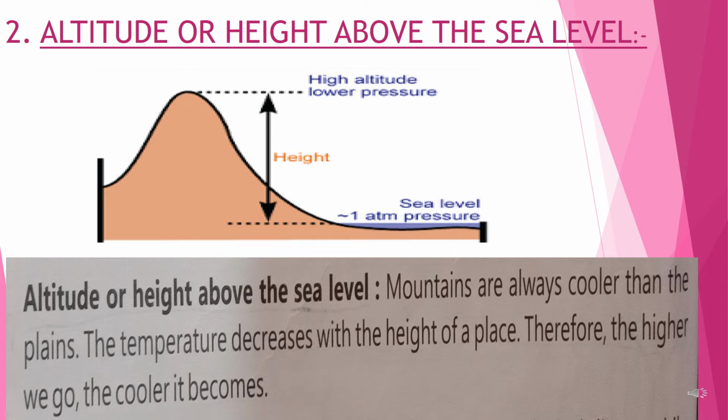Next is altitude, or height above the sea level. Height of a place above the sea level. Do you know why people go to hill stations in summer? This is because the hill stations have a cooler climate than the plains, and also they are located at a height above the sea level. The higher we go, the cooler it becomes, because the temperature falls with the height. And it becomes very cold in the high mountains because mountains are at high altitude.